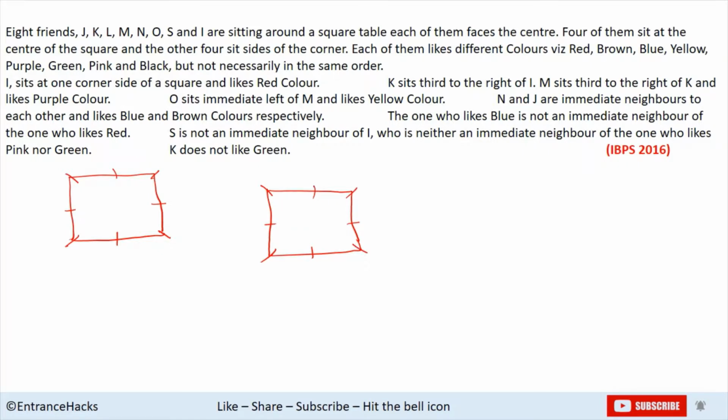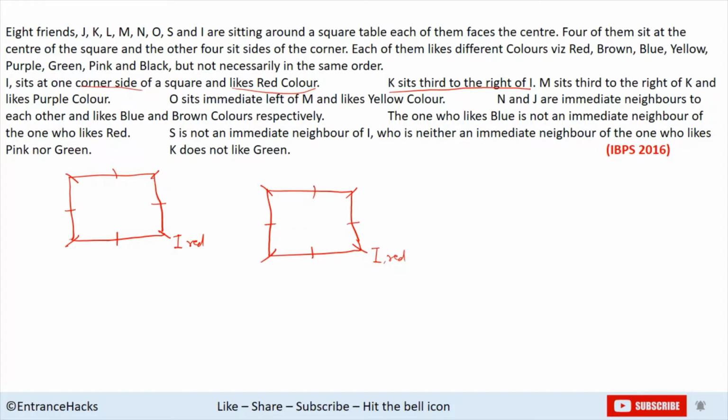Now we'll come to the first statement. The first statement says I sits at one corner side of a square and likes red color. So let's place I at any of the four corners and mark red with him. Okay. Now K sits third to the right of I.